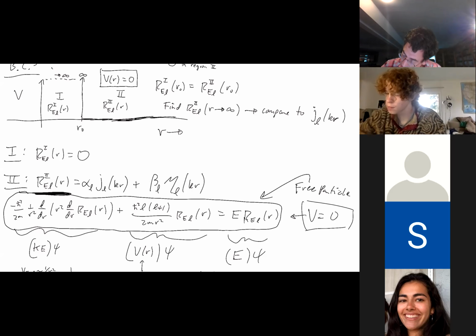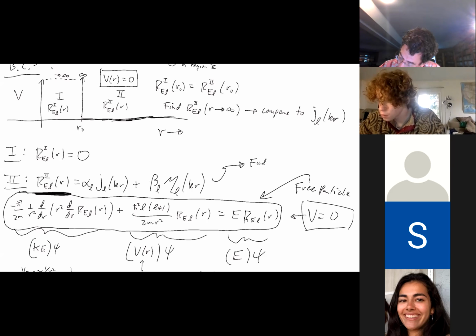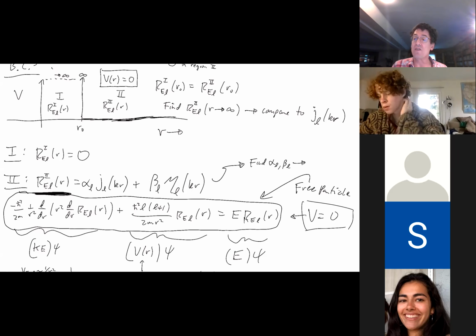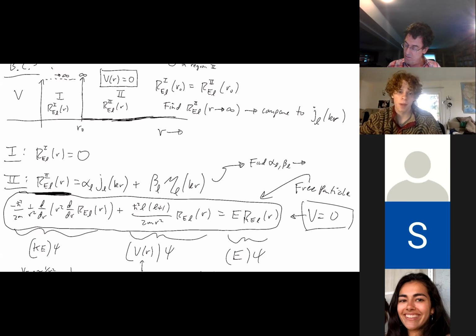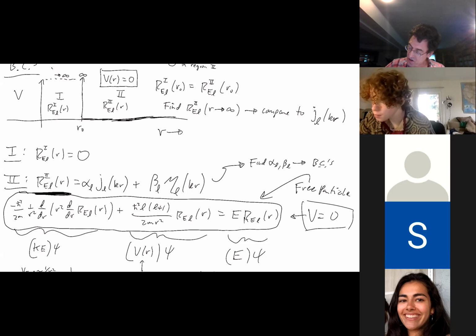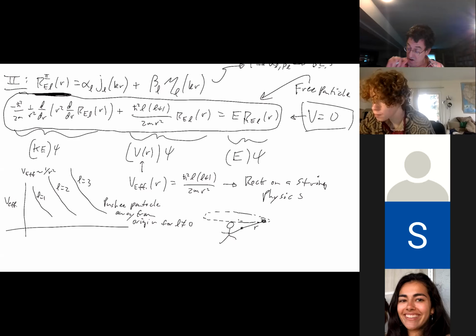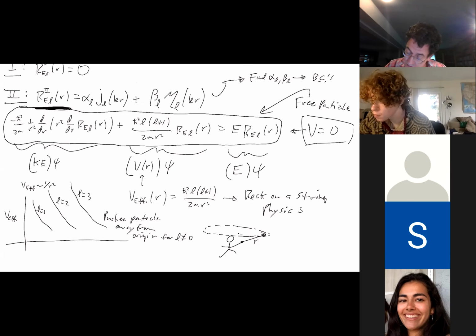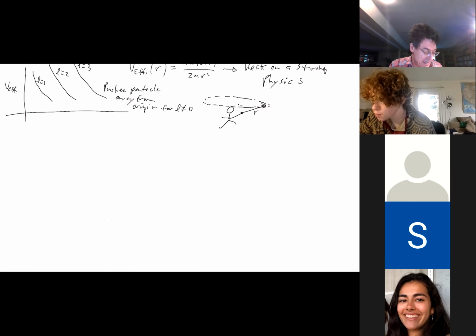And so the next thing we're going to have to do is find alpha_l and beta_l. Now, how do we find alpha_l and beta_l? We use what to find them? Boundary conditions. That's exactly right. So this should look very familiar to you. Okay, so now let's do it.